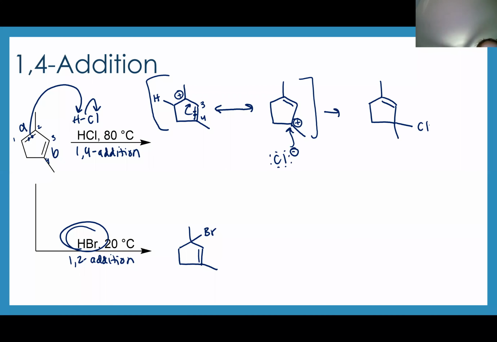Okay, are there any questions? So we're going to be able to just know if it's a 1,4 addition because it has heat, right? Compared to a 1,2 addition. Oh yeah, sorry. Yeah, that's in the presence of heat. Okay.